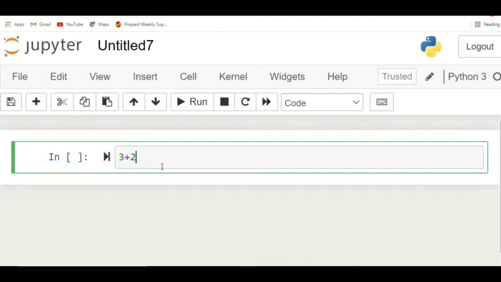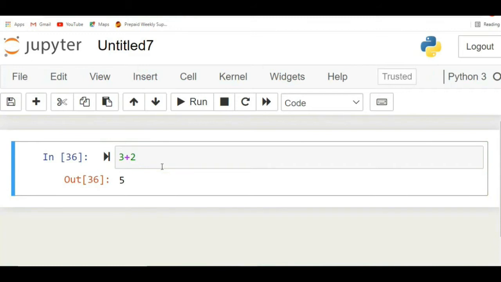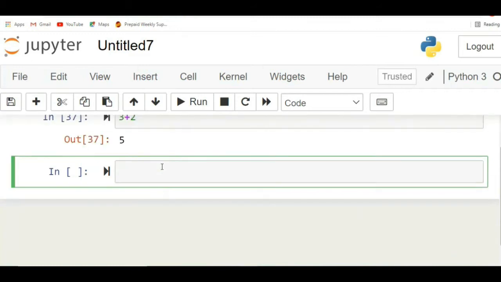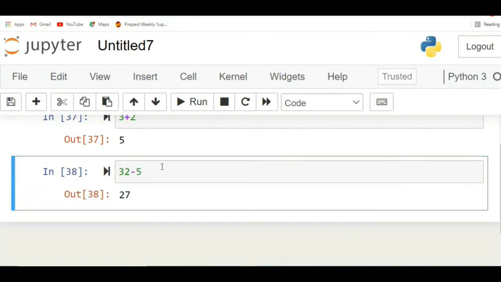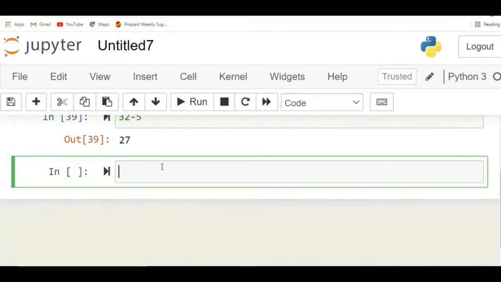Class 2 in the Jupyter notebook. This is equal to, of course, 5, and in case of minus 32 minus 5, our answer should be 27. So Jupyter notebook is working for positive and negative.